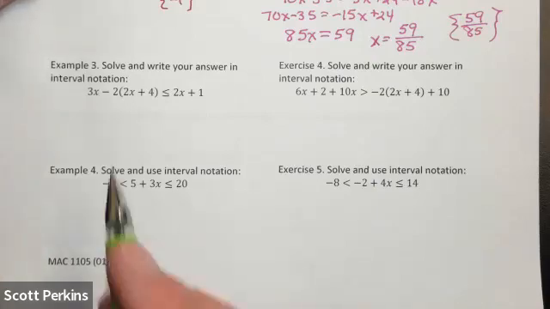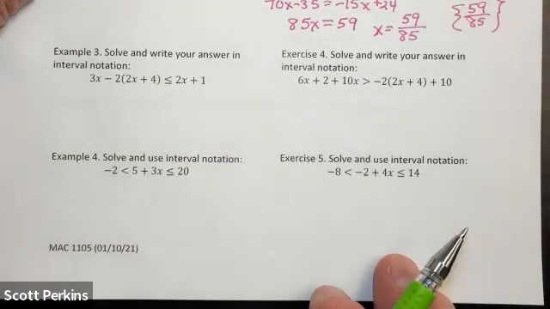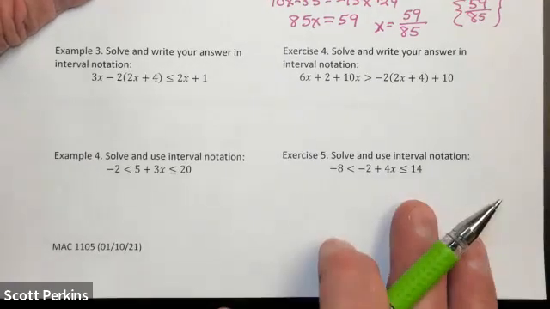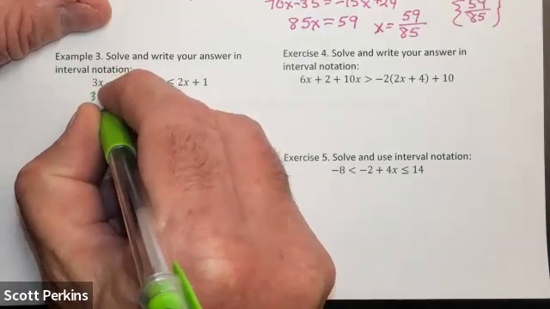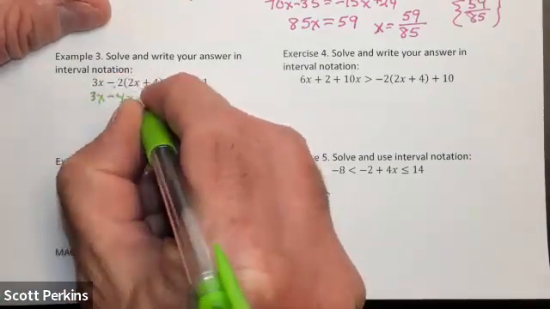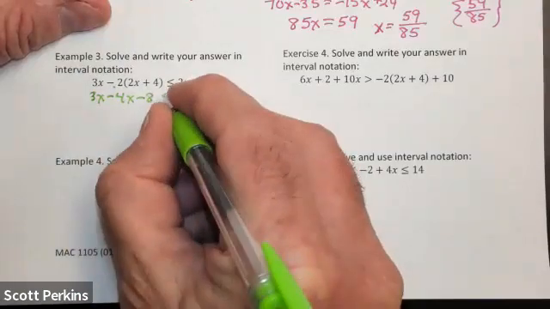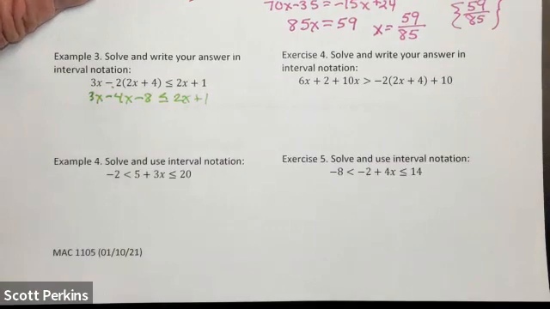So look at example 3. Example 3 is my example. Just like the equations, first thing I'm going to do is distribute and collect those like terms. No difference at all. So on this problem, I've got 3x, then negative 4x, and then negative 8 when I distribute, is less than or equal to 2x plus 1.